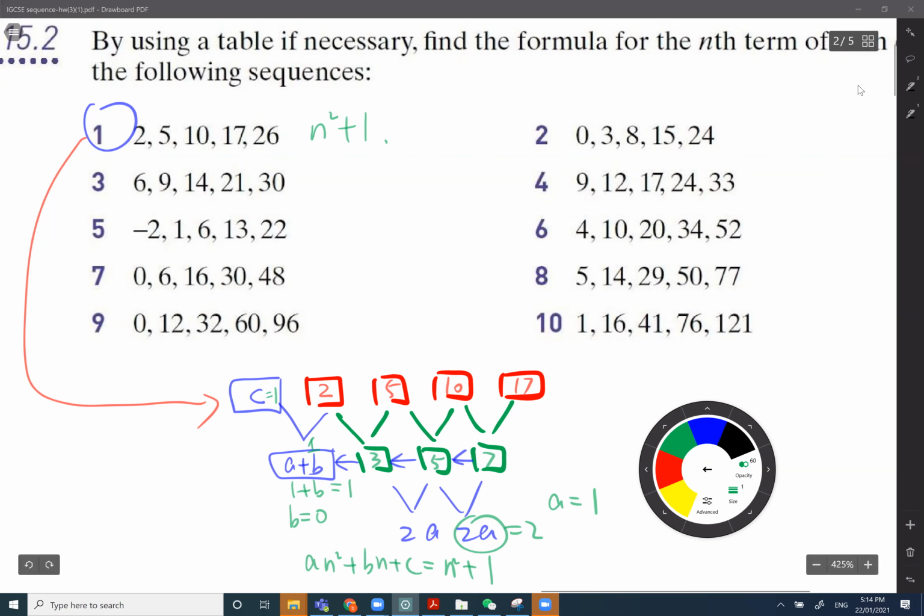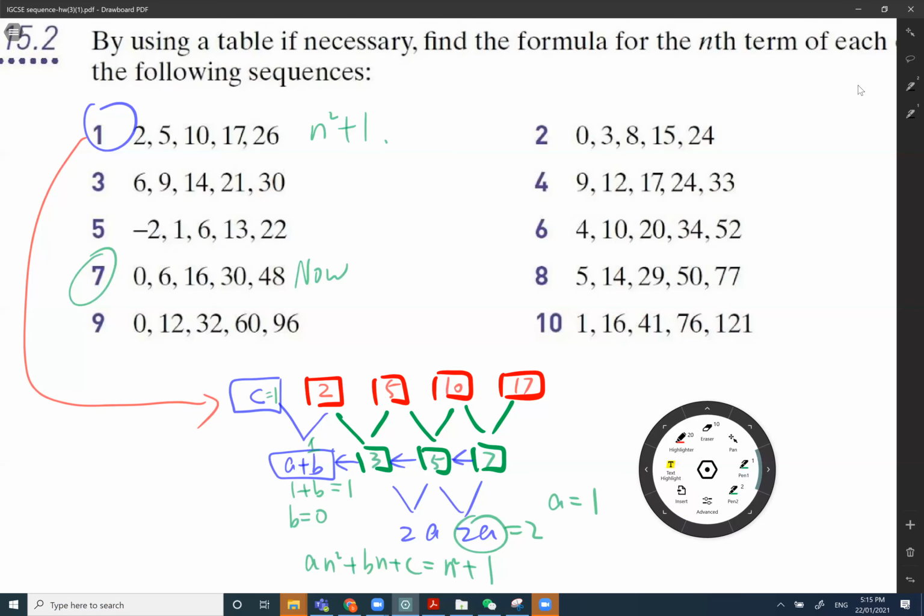Now we need to try one more. Which one looks harder? Number 7. Just double check if you remember the method we learned last week. Number 7.